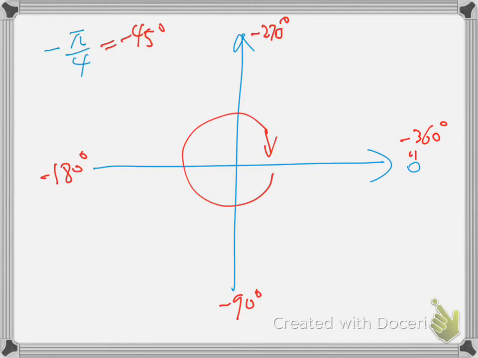So it's between 0 and negative 90, and the terminal side is here. The rotation is clockwise, so this is negative 45 degrees. This is our angle. If it's negative, you use clockwise rotation. If positive, you use counterclockwise rotation.